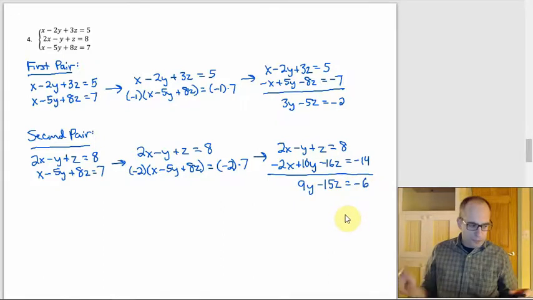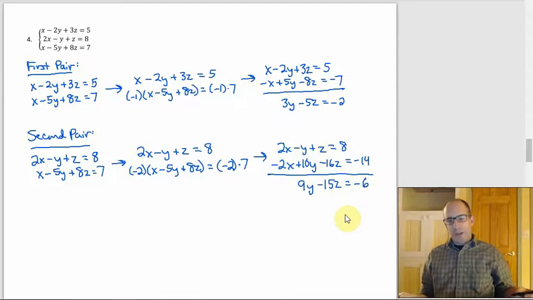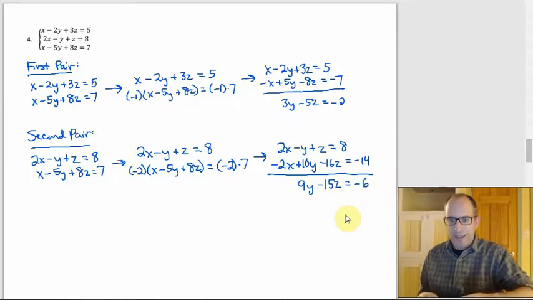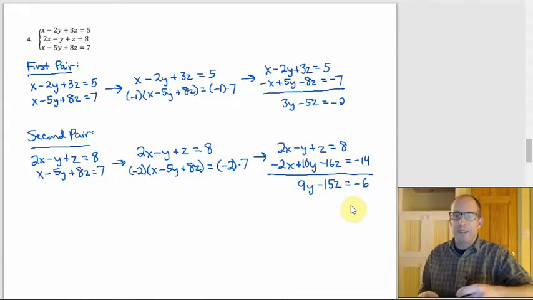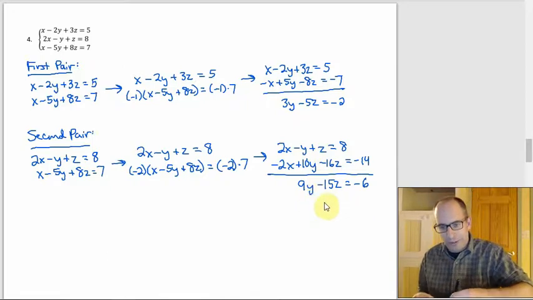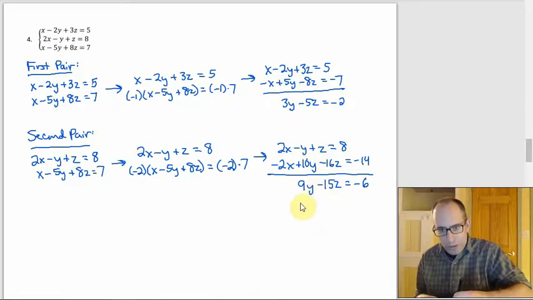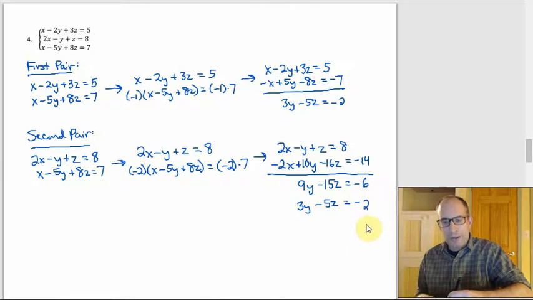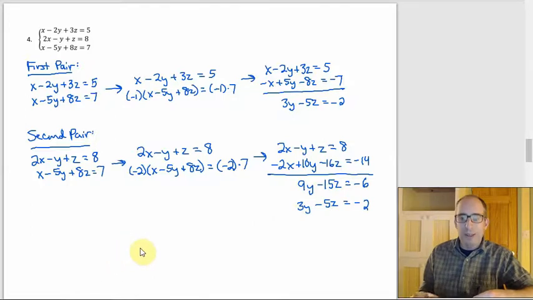Okay. If there's anything noticeable right now, it's that 9, 15, and 6 have a common factor. They're all divisible by 3. So we could rewrite this as 3y minus 5z equals negative 2. Oh, look. We already got that. So what does that mean?